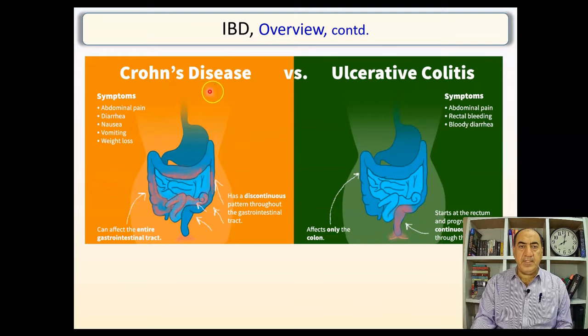So, as a quick comparison between these two diseases, Crohn's disease versus ulcerative colitis. Symptoms are kind of similar, but more severe in Crohn's disease, of course. In ulcerative colitis: abdominal pain, rectal bleeding, bloody diarrhea. Whereas in Crohn's disease: abdominal pain, diarrhea, nausea, vomiting, weight loss. It could also lead to fistula, obstruction, and perforation, as you will see.